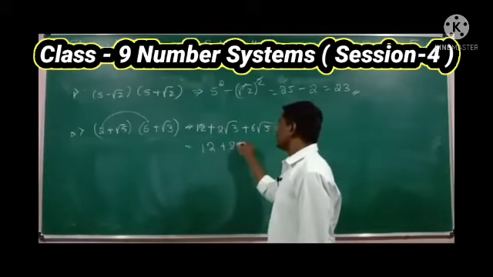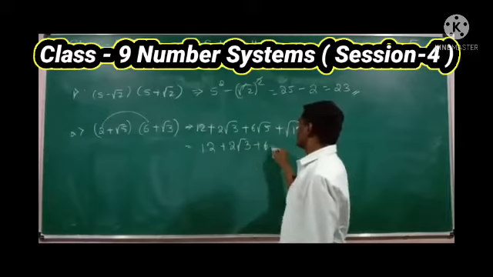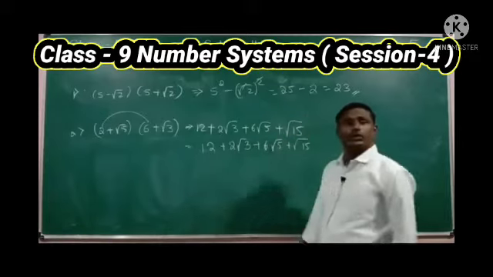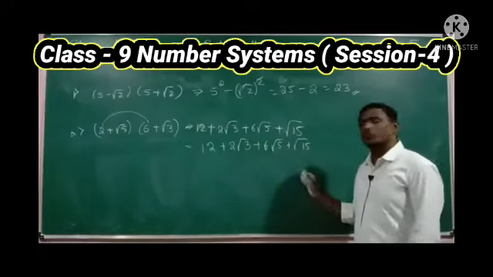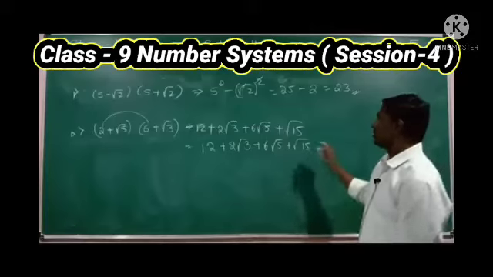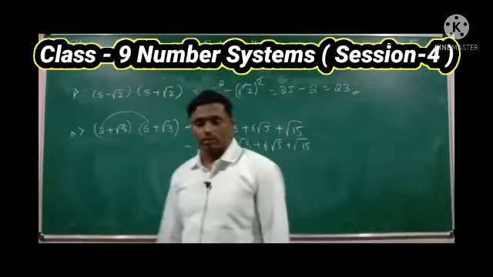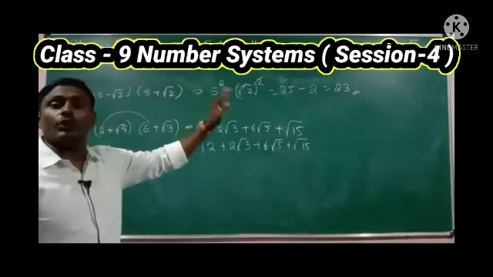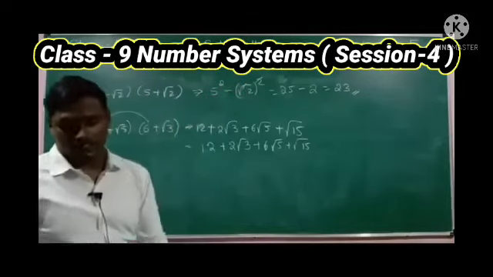We cannot add these, so write as it is, 2 root 3, 6 root 5, plus root 15, because their orders are same but bases are different. We cannot add that. So the final result is in the form of an irrational number. It concludes that the product of two irrational numbers may be a rational number or an irrational number.